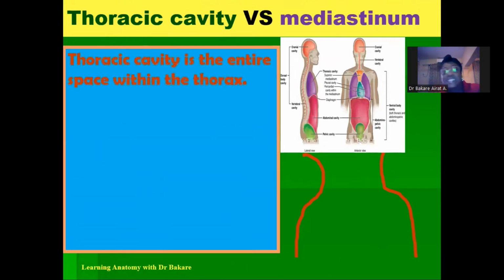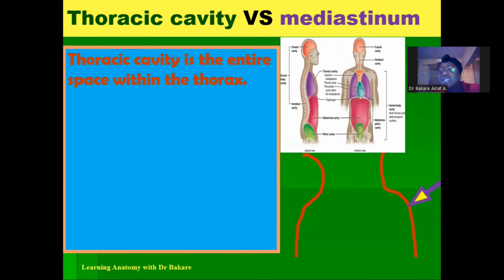The thoracic cavity is the entire space that is located within the thorax. This is the region of the thorax. This is the constriction above it, that is the neck. And on top of the neck, of course, we have the head. So the entire space that is contained within the thorax is the thoracic cavity. And this is the entire region of the thorax.